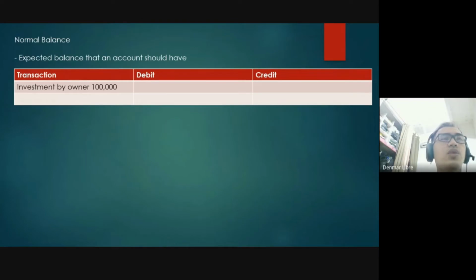Now, what do we mean by the term normal balance? Normal balance is simply the expected balance that an account should have. That is, it's either debit or credit. Let's take a look at this example. Let us just say an owner invested 100,000 in a business. So the business will receive what? Cash worth 100,000 in exchange for what? Capital, which is worth 100,000.